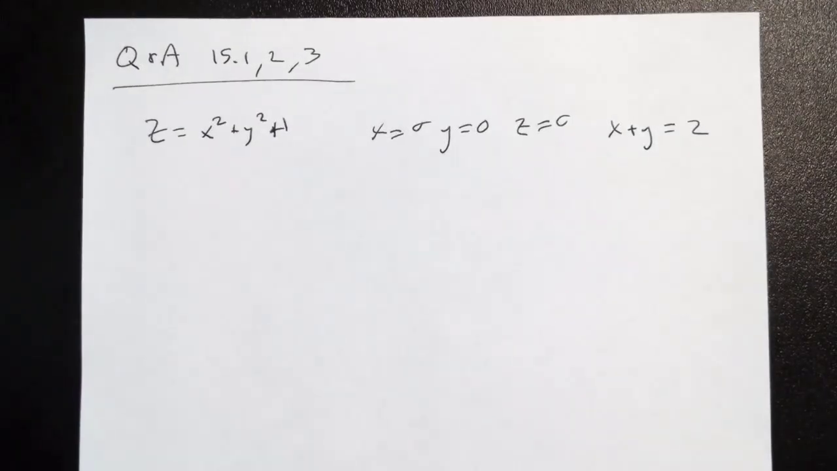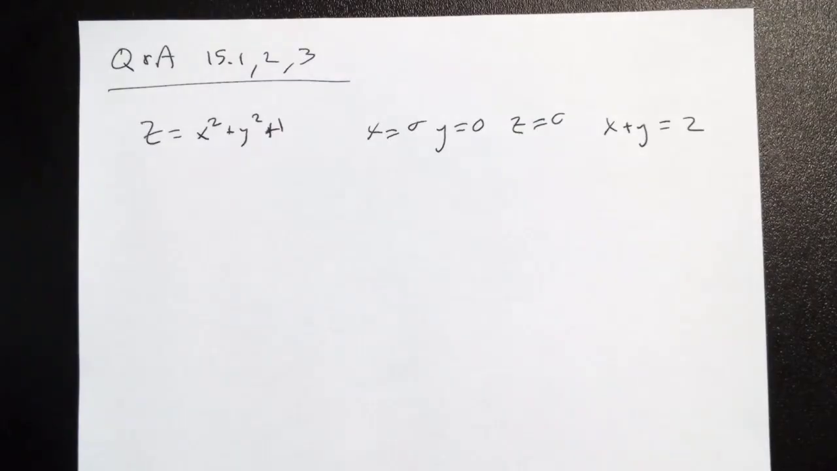So let me start with what I think are the easy ones. x equals 0, y equals 0, z equals 0. Those are the coordinate planes. So I'm looking at a corner. Now I have to think about the paraboloid and the oblique plane.